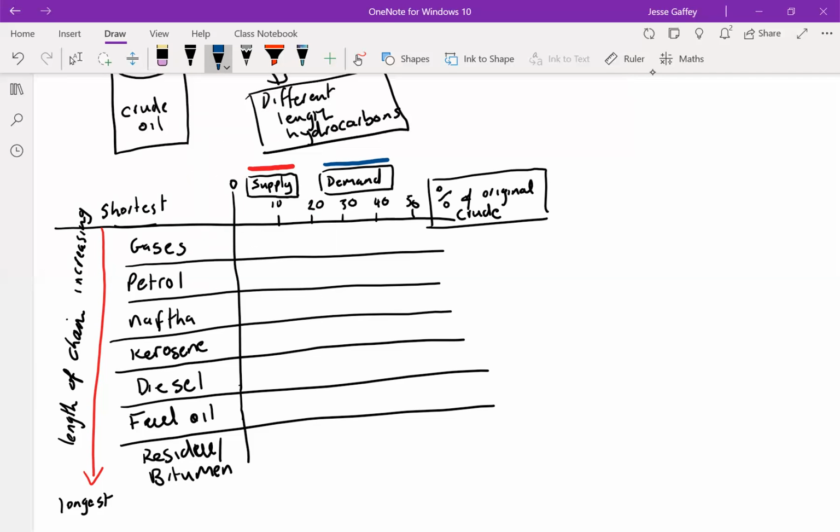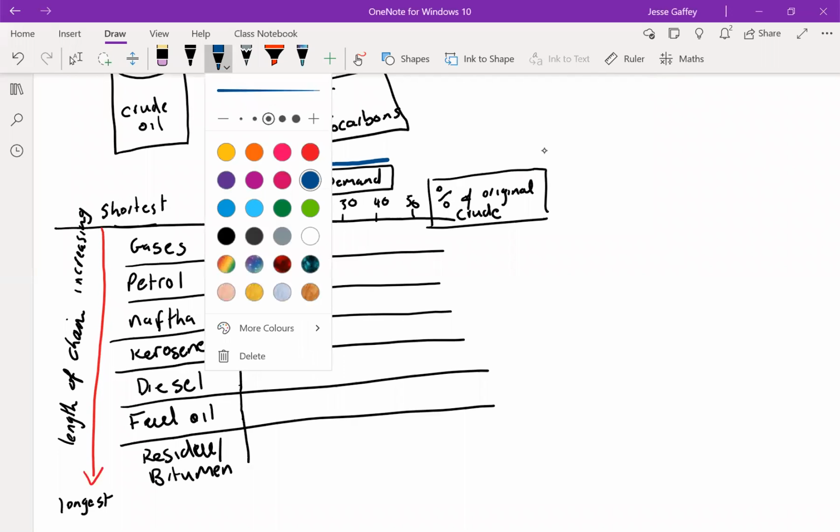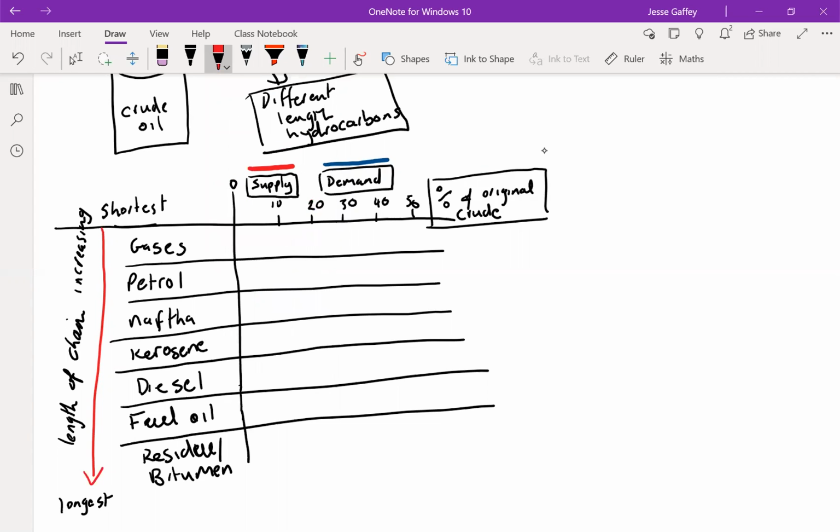So the x-axis here represents the supply when it's a red line, and it represents the demand when it's a blue line. And a quick reminder that the shortest hydrocarbons are shown at the top here with the gases, and the longest hydrocarbons are shown at the bottom with the bitumen. So this next bit is going to show us how these fractions are not created in equal proportions. I'm now going to draw the relative supplies of each of these fractions.